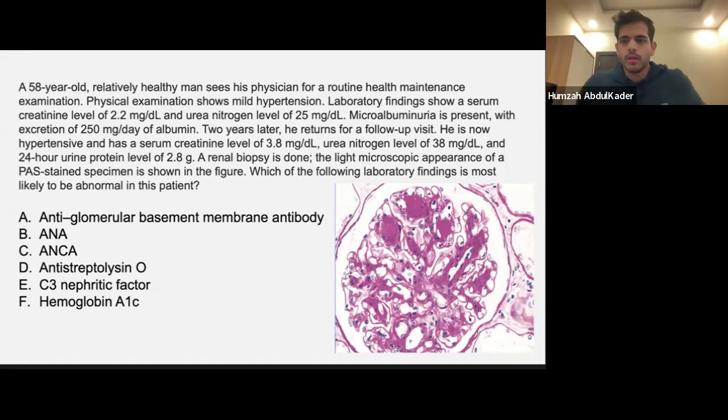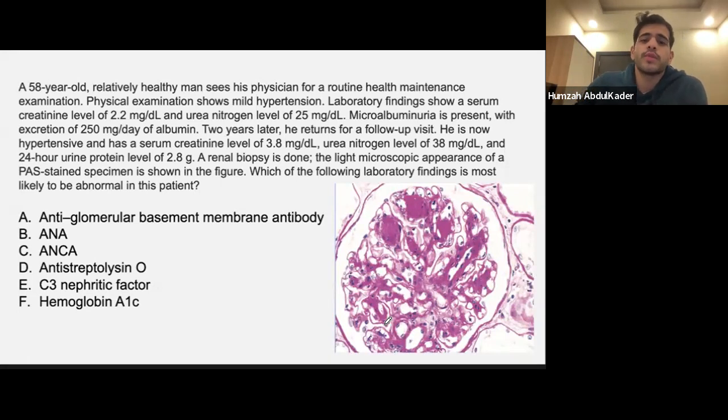Okay, let's go through this question. A 58-year-old, relatively healthy man sees his physician for routine health maintenance examination. Physical exam shows mild hypertension. Laboratory findings show a serum creatinine of 2.2 and urine nitrogen of 25. Microalbuminuria is present with excretion of 250 milligrams a day of albumin.